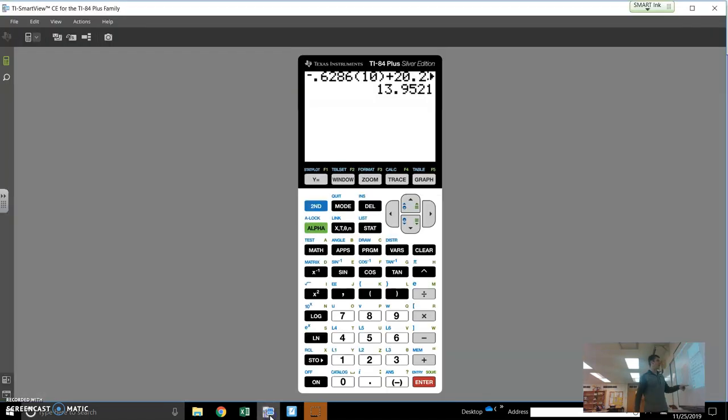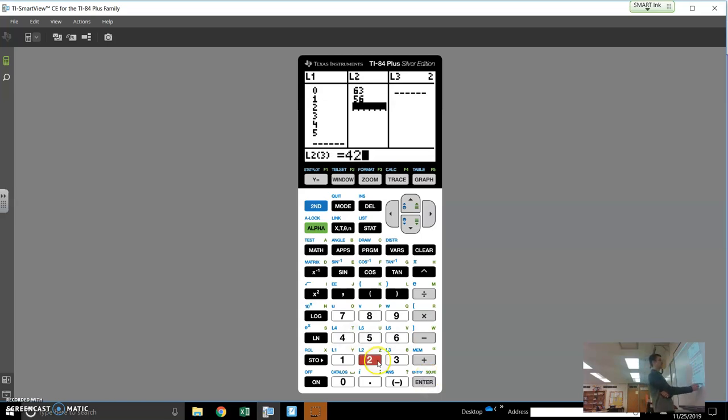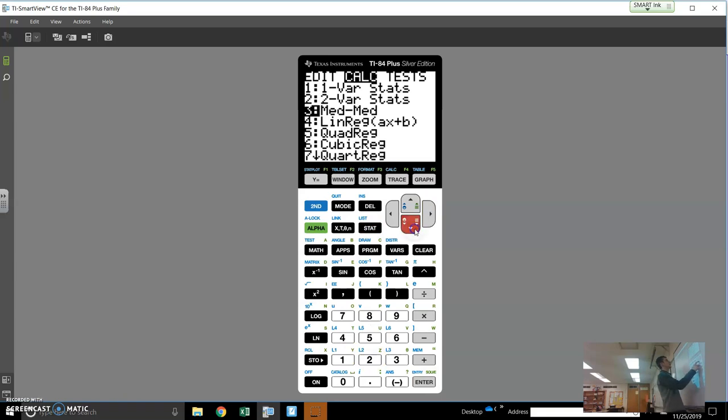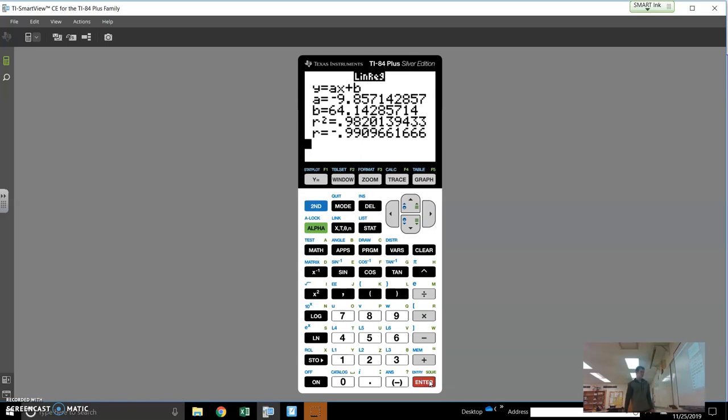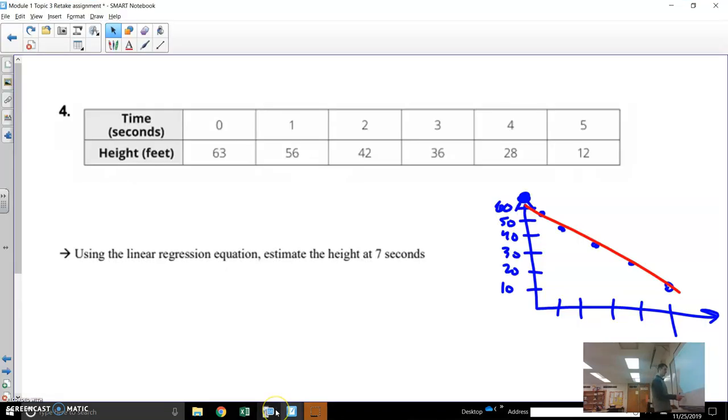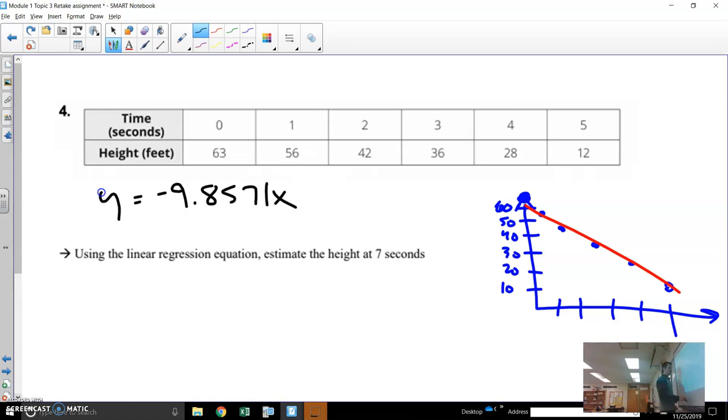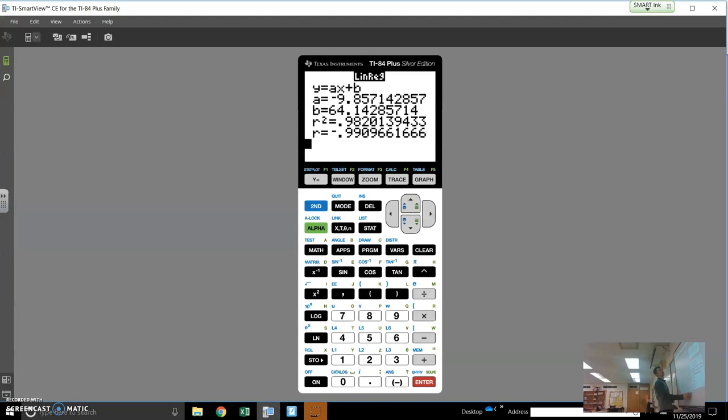So let's go back to the calculator, stat, edit, and I want to clear that second list and enter the values 63, 56, 42, 36, 28, and 12. And so now I go to stat, I go over to calculate, and let's get another linear equation. And when I run it this time, you will see I have a negative slope, 0.8571. And then I also have a y-intercept of 64.1428.